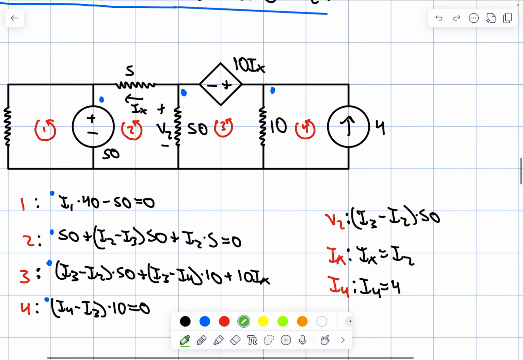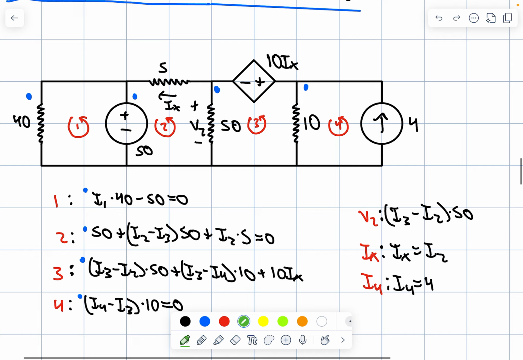And then the last thing is a simplification, because I said, well, I4 and this 4 amp current source are going in the same direction, they're equal. So I just wrote that in here. With that in mind, I can now start working on my meshes, because I have those extra equations out of the way.